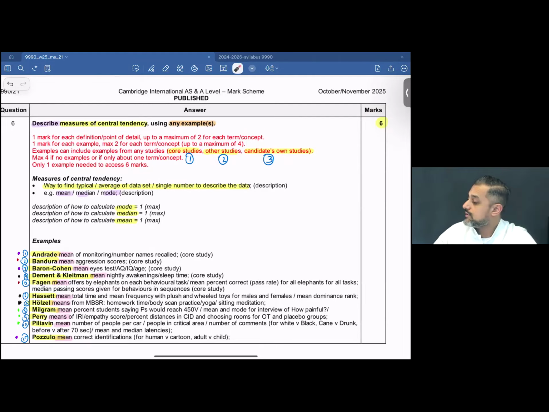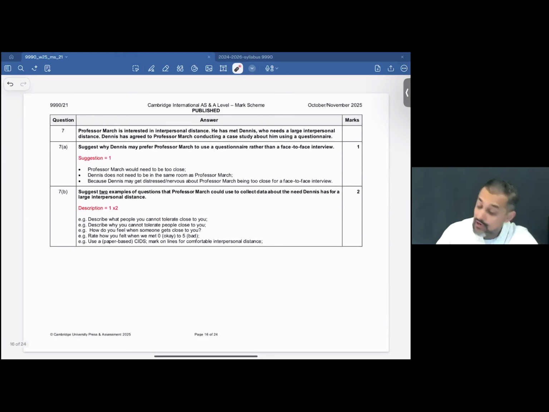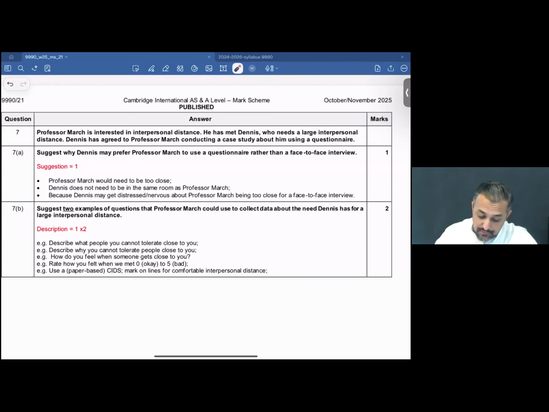Taking this ahead, after the 6-mark question, you would come across questions that would put a new situation in front of you, and these questions are trying to test how well you can apply the knowledge that you have gained on research methodology.